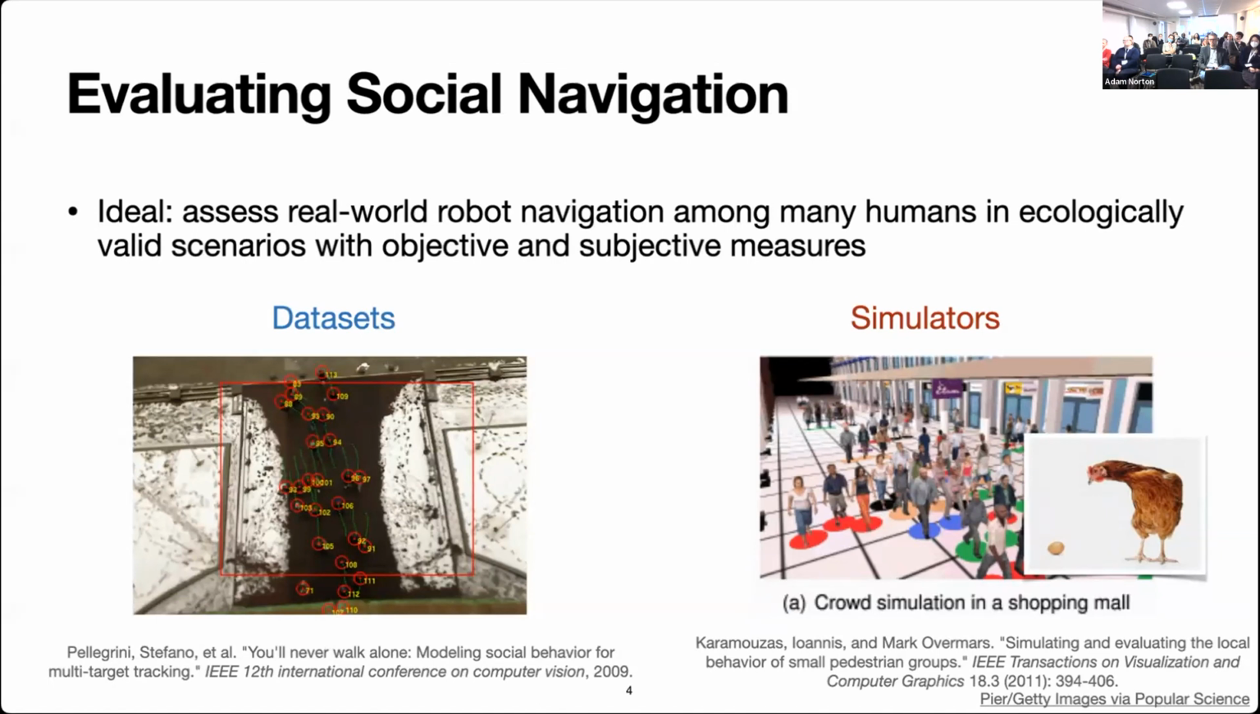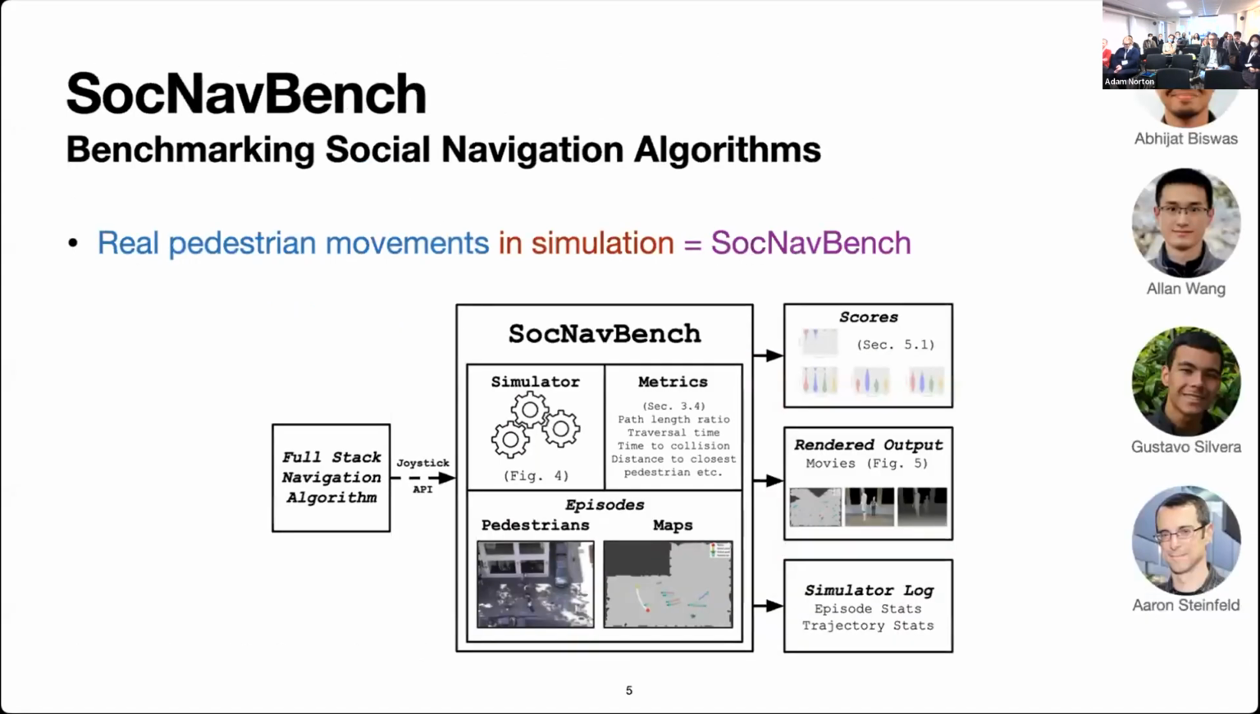So some of the work we've done in our lab is looking at how we can take the best of both worlds: combine the realism of data sets with the practicality of simulation to assess social navigation algorithms. In collaboration with these fantastic people, we've introduced this framework called SOC-Nav Bench, Social Navigation Benchmark. And SOC-Nav Bench is designed to interface with navigation algorithms.